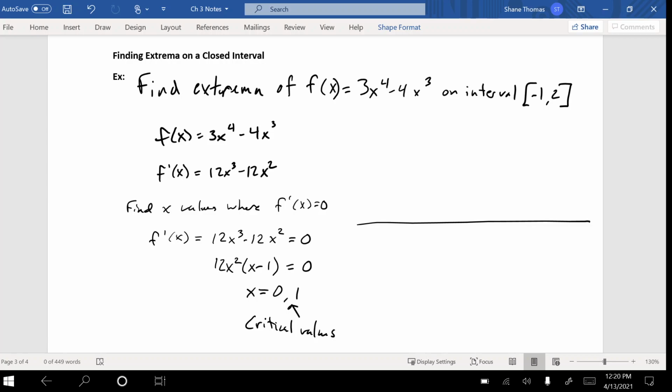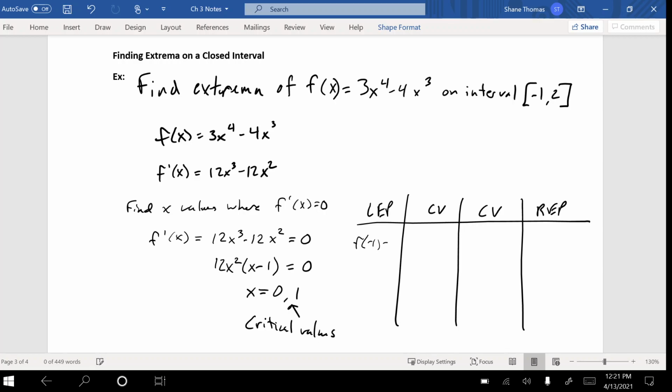So I have to take what I call my left endpoint, then I have two critical numbers, critical values, CV, CV, and then my right endpoint. Then I have to plug each value in. So I want to find f at -1. Okay? So I end up getting a 7 there.